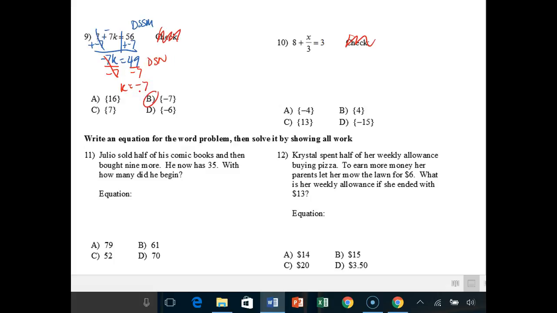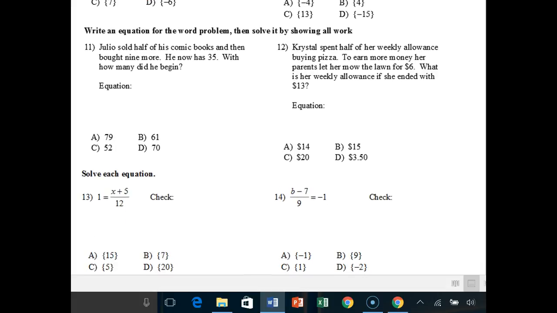All right, watch number 10. It is a different problem than number 9. You see division, you'll end up actually multiplying in number 10. All right, Julio sold half his comic books and then bought 9 more. So that x over 2 is the half, and then plus 9 is the 9 more he bought. He has 35. So there's our two-step equation. We will add negative 9 to both sides.